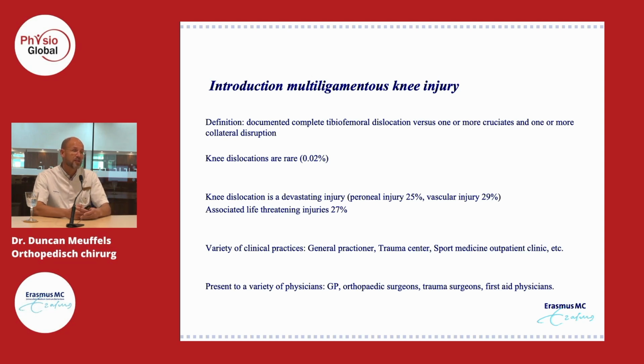And with this injury, you can also have peroneal damage, popliteal nerve or arterial damage, and a lot of these patients have high-intensity traumas with associated injuries. They can present primarily in the A&E department, but they can also come with isolated knee injuries to a general practitioner, to a sports trauma center, or to a physiotherapist.